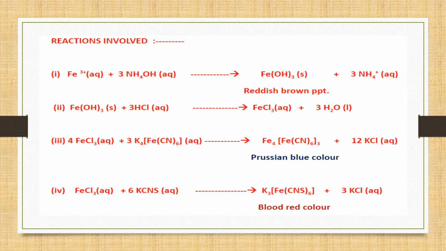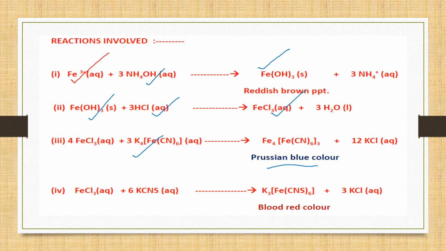Now the chemical reactions involved. First you have taken the Fe3+ salt aqueous solution and added NH4Cl followed by NH4OH in excess, and it will give you a reddish brown precipitate of ferric hydroxide. Then the ferric hydroxide precipitate is separated and dissolved in HCl. It will give you aqueous ferric chloride. This ferric chloride is then divided into two parts and you add potassium ferrocyanide to one. It will give you ferric ferrocyanide, which has a beautiful blue color. It confirms the presence of Fe3+ in the given salt.